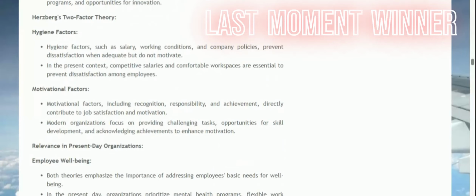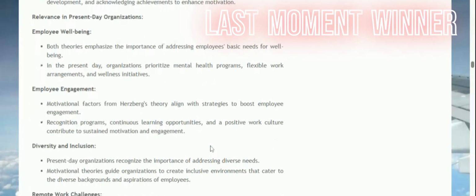Employee well-being. Both theories emphasize the importance of addressing employees' basic needs for well-being. In the present day, organizations prioritize mental health programs, flexible work arrangements, and wellness initiatives. Employee engagement. Motivational factors from Herzberg's theory align with strategies to boost employee engagement. Recognition programs, continuous learning opportunities, and a positive work culture contribute to sustained motivation and engagement.